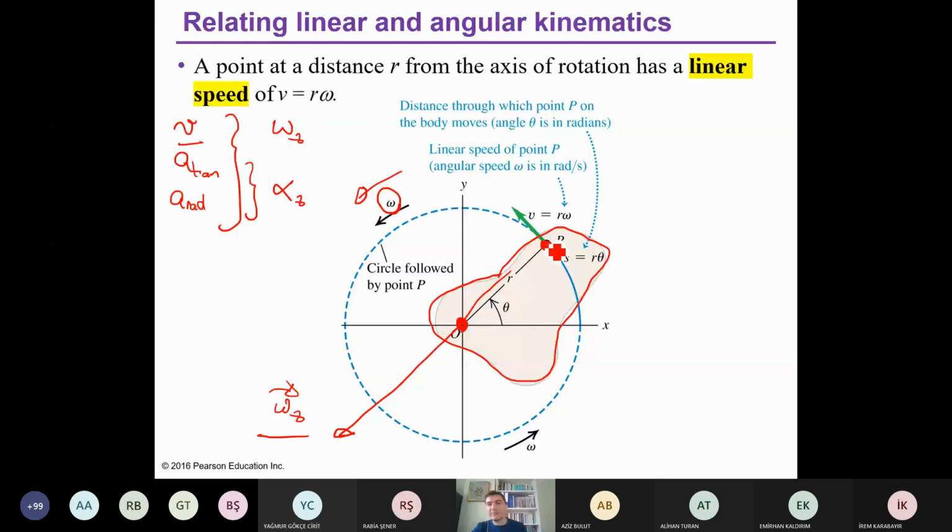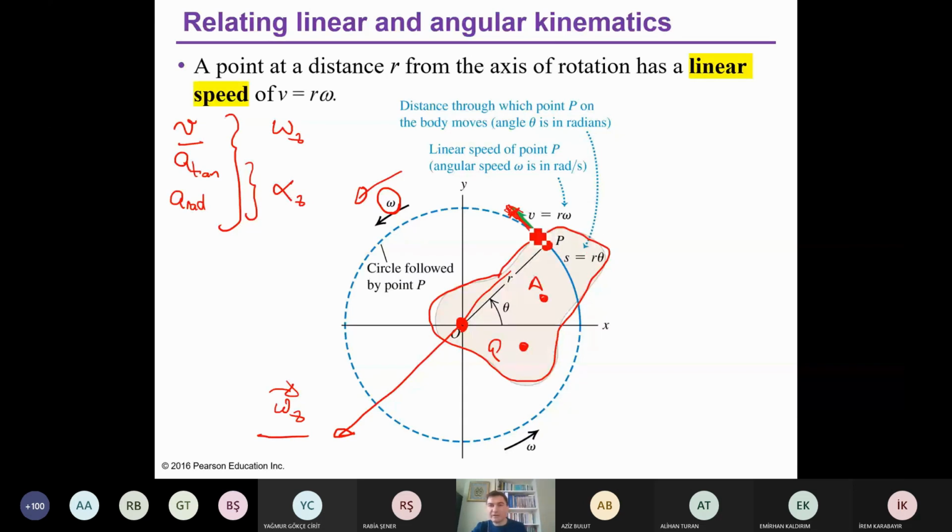And here I have a P point on this object. Here I have another point, Q point, for example. Here I have A point, but I am dealing with P point here. So what about the linear speed of P point? The linear speed of P point is given with the tangential velocity here, okay? V here, right? And what about this V?